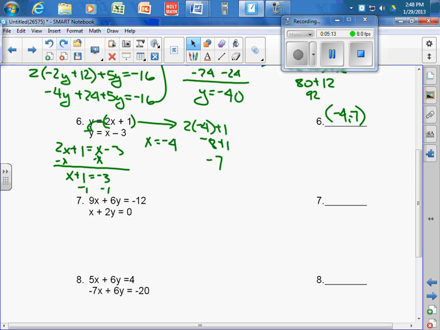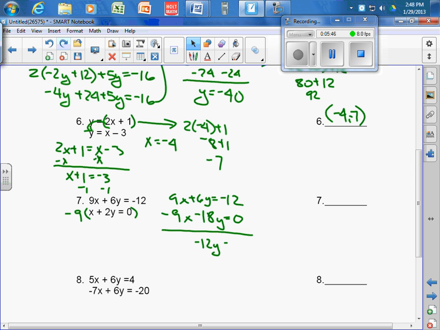In number 9, taking a close inspection of this set of equations, we have 9x plus 6y equals -12, x plus 2y is equal to 0. If the y's don't cancel right away, or if it's not easy to cancel the y's, cancel the x's. I'm going to multiply the bottom row by -9. Some of you may have seen that you can multiply the bottom row by -3, and if you did that, that's fine. But I'm going to multiply the bottom row by -9 to get the x's to cancel.